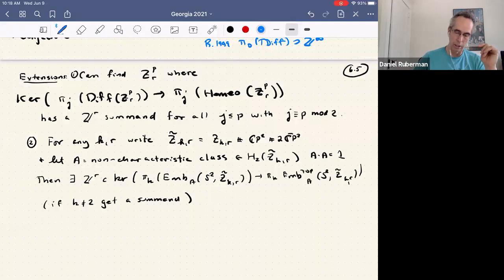You can get a Z to the R summand. So as the statement reads, the kernel on, and again, same thing for homology, you can make the kernel on pi j for the same fixed Z_p be large. In other words, have a big summand for all j congruent to p mod 2. So you sort of get every other one.